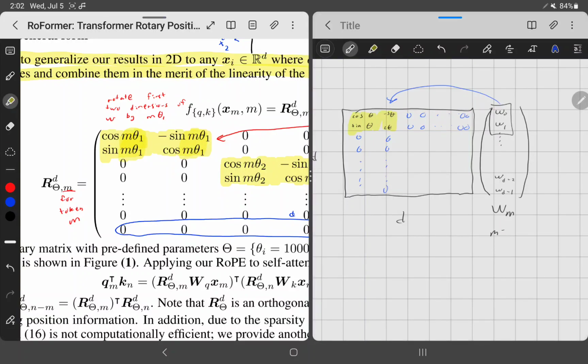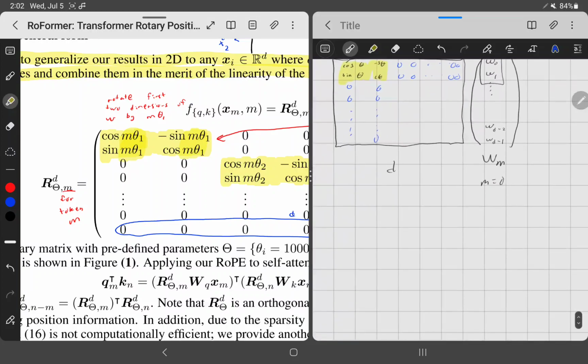So say m is equal to 0, and our vector looked like this, then it would rotate it. It actually wouldn't rotate it at all if m was 0, I don't think. I don't think it would rotate it at all, because the angle would be 0. And then if you have m equal to, say, 1 or 2, then it would rotate it a little bit more, depending on what your theta is. And if m was very large, it would rotate it a lot.